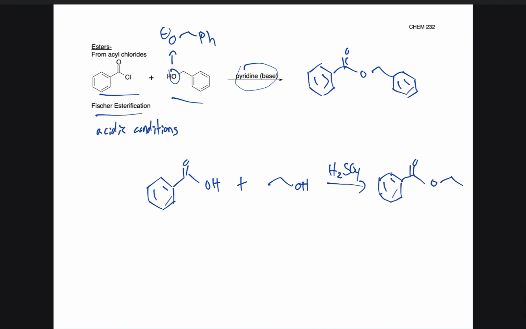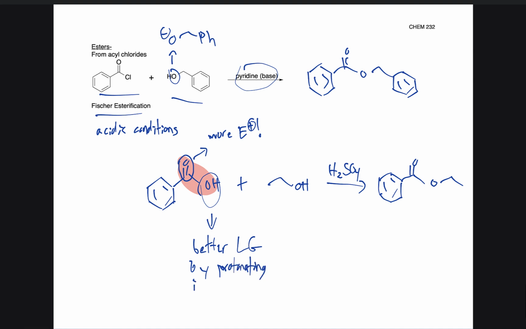What's happening here is the acid is transforming this into something more electrophilic. Because that carbonyl is going to be taking that proton, making the carbonyl more electrophilic, and then at the same time, the OH will become a better leaving group by protonating it, again with the acid that's present. So the acid is essentially making the carbonyl more electrophilic and the OH group a better leaving group.